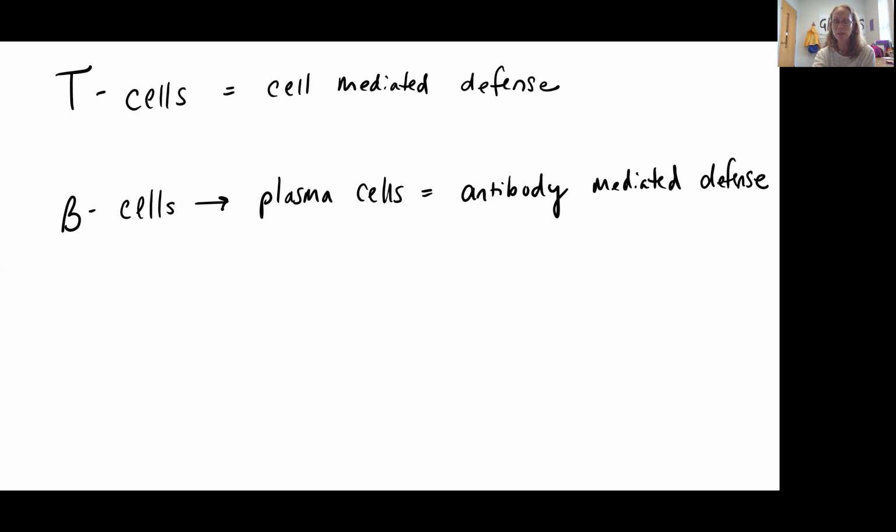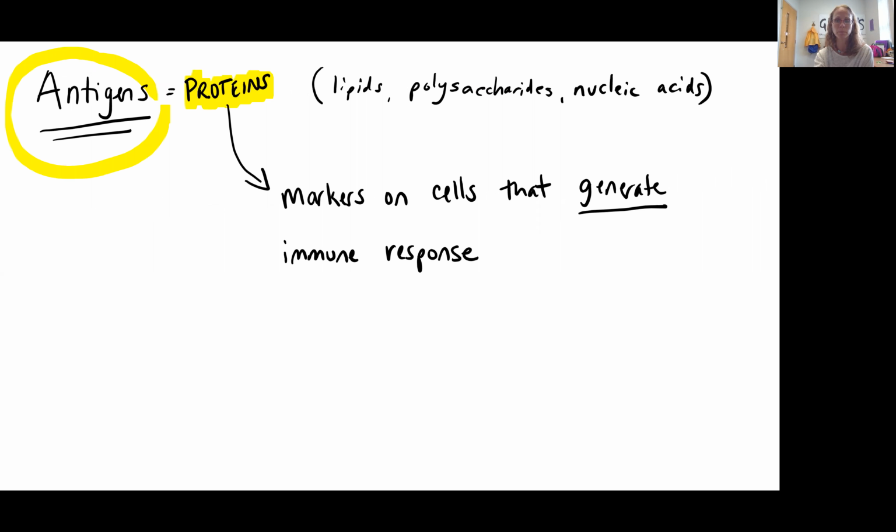Now notice I inserted my little plasma cell in between, and the reason is I want you to remember that the B cell itself doesn't produce the antibody. The antibodies are coming from the plasma cells. So we get our B cell that's activated, it makes the plasma cell, which releases that antibody. We'll see that in the future as we get into some more detailed descriptions.